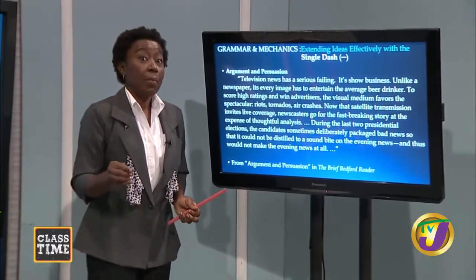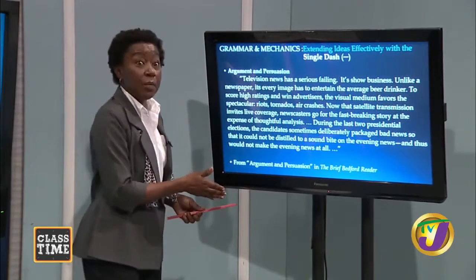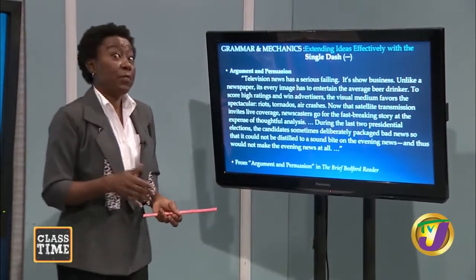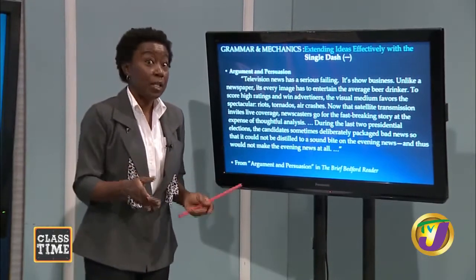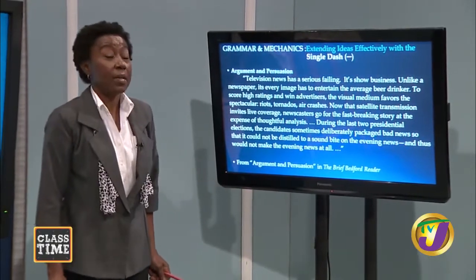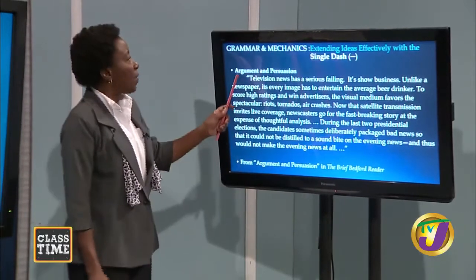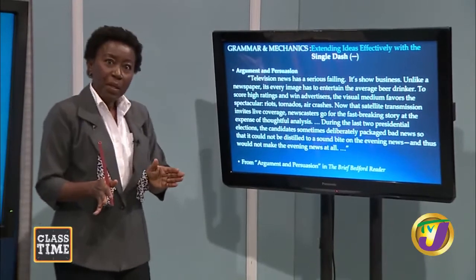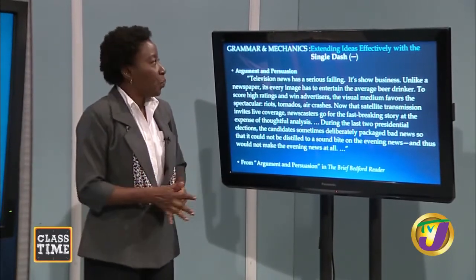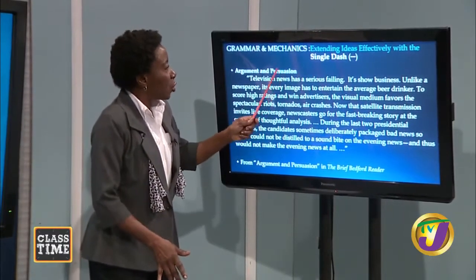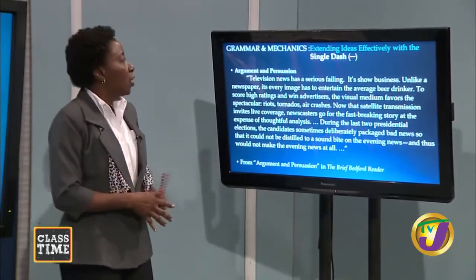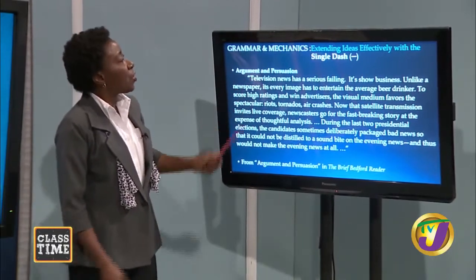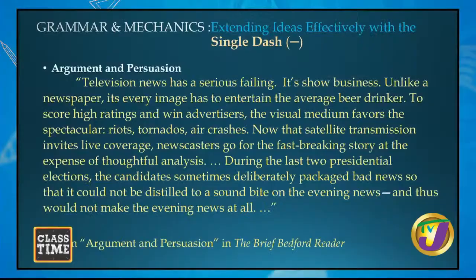Okay then? But if you're using persuasion, you can appeal to the person's emotions. But if you're really into a hard argument, you better come with evidence and facts. All right then? That's why we have argument and persuasion. It's not the same strategies. You can appeal to the person's emotions, but you can appeal using hardcore evidence. So, television news has a serious failing, says someone.